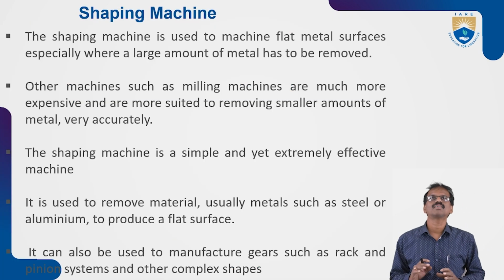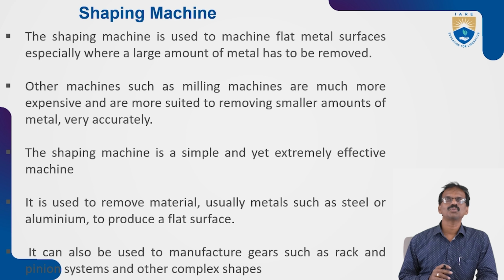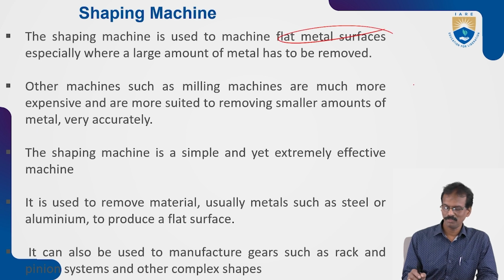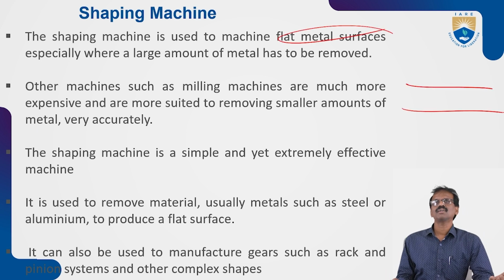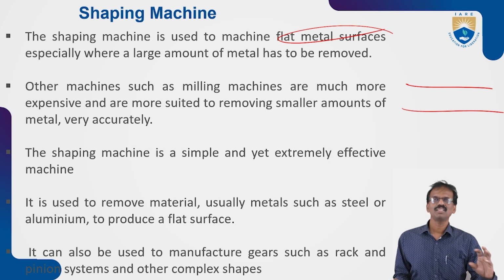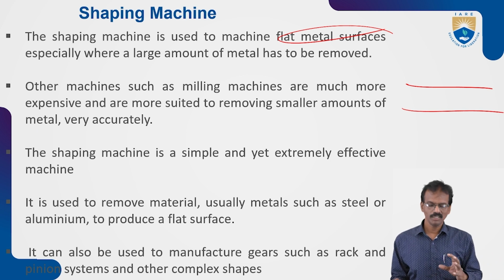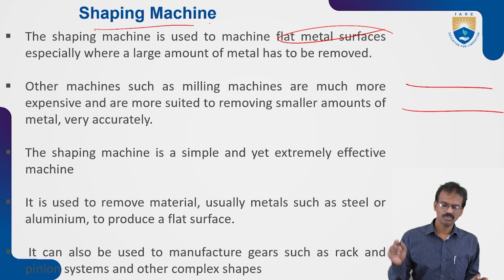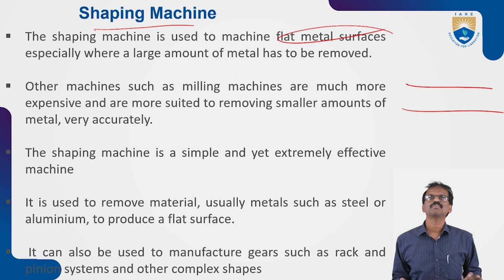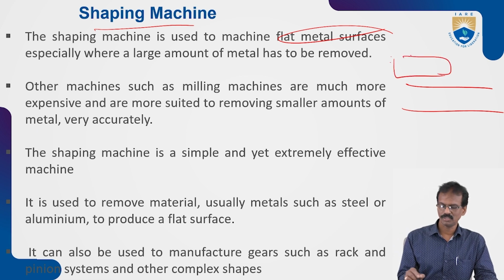Now we will discuss the reciprocating machines. There are different types of reciprocating machines. In this class we will see the shaping machine. The shaping machine is mainly used to machine flat surfaces. Okay. A lathe machine is used to perform turning operations on cylindrical surfaces or cylindrical objects. But the shaping machine is used for machining flat surfaces, just rectangular or square type surfaces.